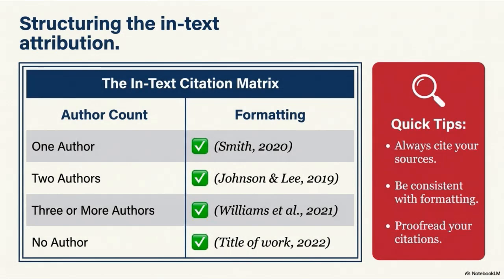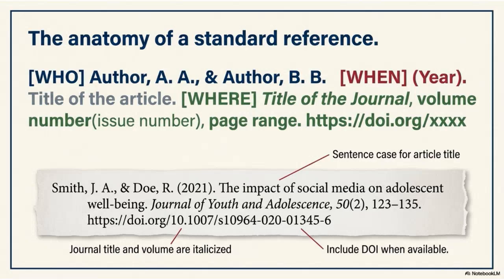I've provided this matrix for quick formatting. One author is Smith 2020. Two authors use the ampersand, Johnson and Lee 2019. And for three or more, I want you to use et al. from the very first citation. The formula for a journal reference: Author, year, when, title, what, and journal info, where.